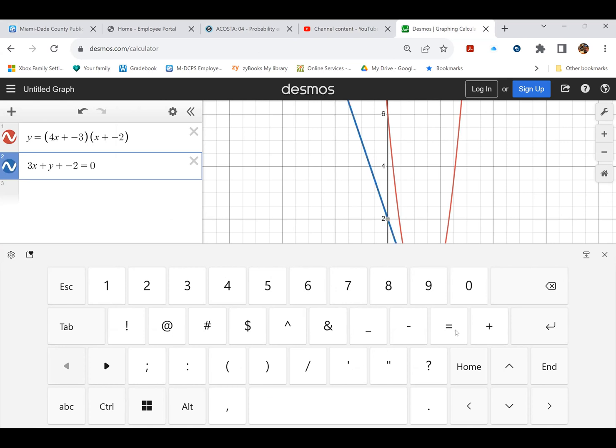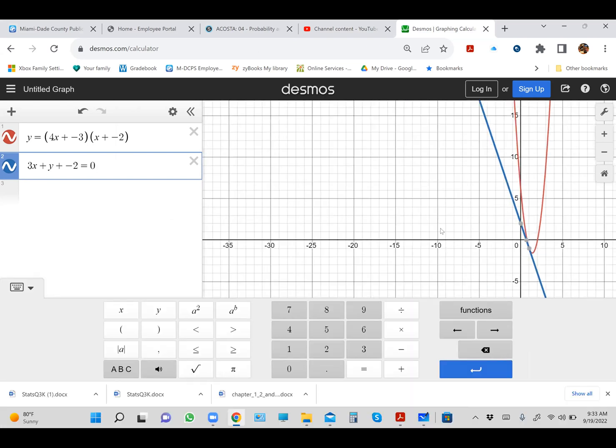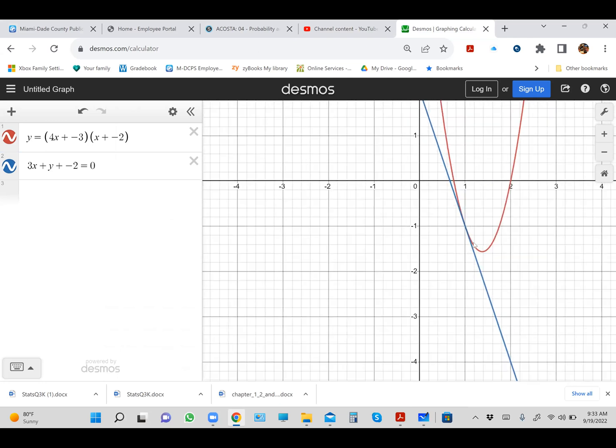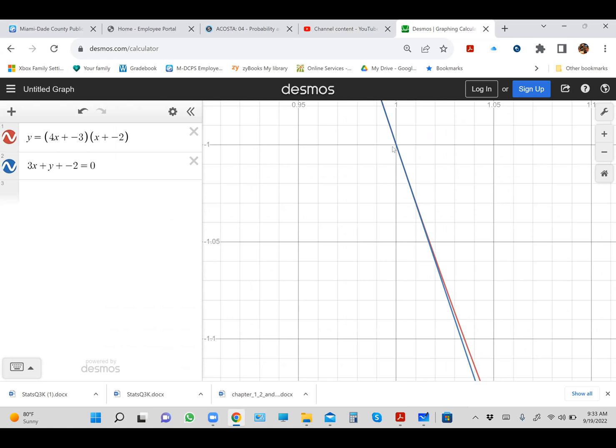All right, so here's what happens. Look how interesting this is. What answer did we get? We got -1, right? Now look, it only has one answer, and it crosses the parabola. Do you see that? -1, -1. And what was the answer? X equals 1. That's the power of this. Make sense?